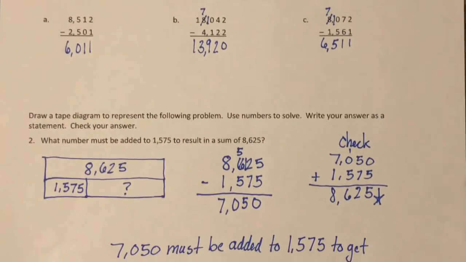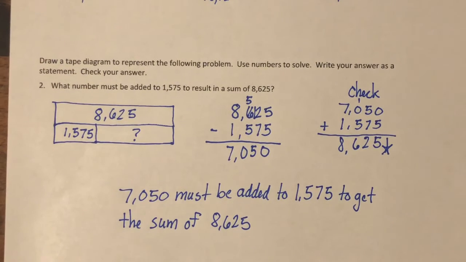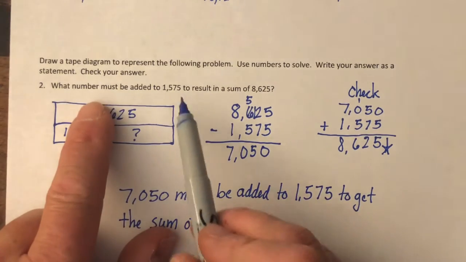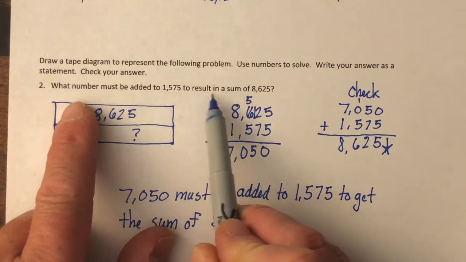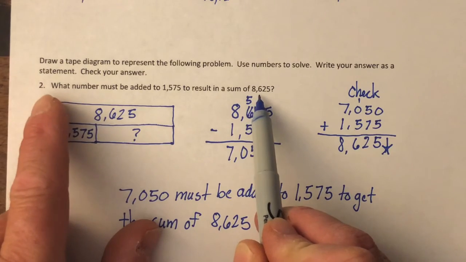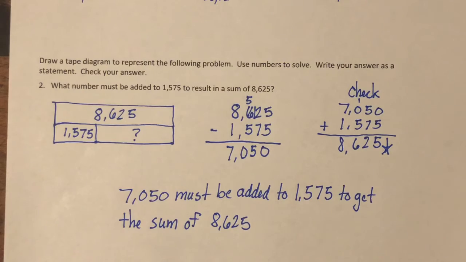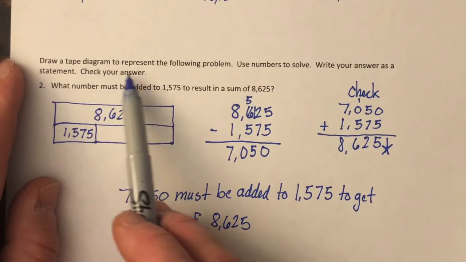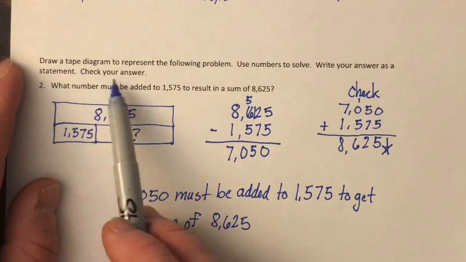And then down here. Okay, so let me get this in the full view. It's one of those questions where it's asking us, like, what number do we add to the other one to get to a sum? So basically what it comes down to is, what number do I need to add to 1,575 to get the result of this 8,625? Well, in order to do that, I drew it out. So the directions up here say draw a tape diagram to represent the following problem. Use numbers to solve, and then write your answer as a statement, and then check your answer.